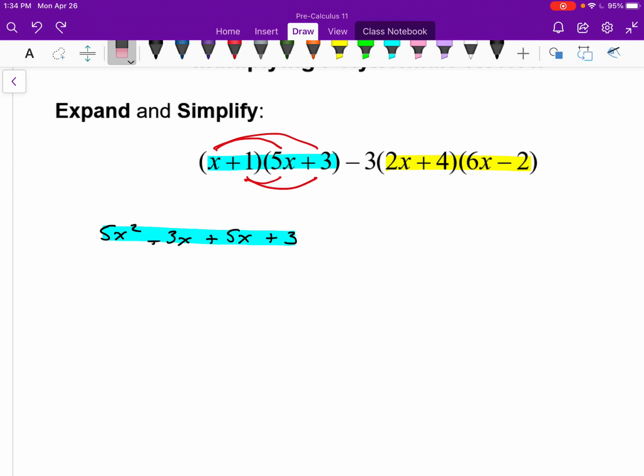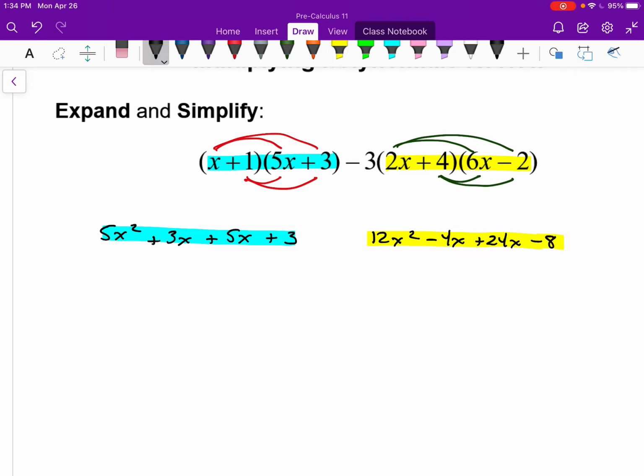But again, hopefully that sounds familiar. All right, that said, let me look at what's highlighted in yellow. I'm going to leave that 3 for a moment and distribute these. 2x times 6x is 12x squared. 2x times negative 2, negative 4x. 4 times 6x, positive 24x. And 4 times negative 2, negative 8. OK, so everything you see highlighted in blue is equivalent. Everything you see highlighted in yellow is equivalent.